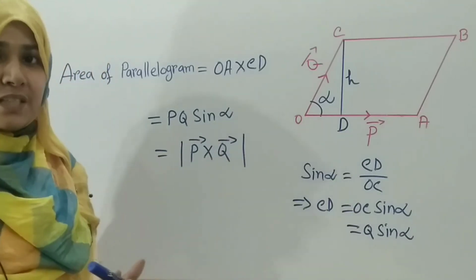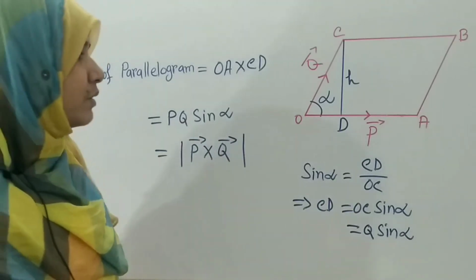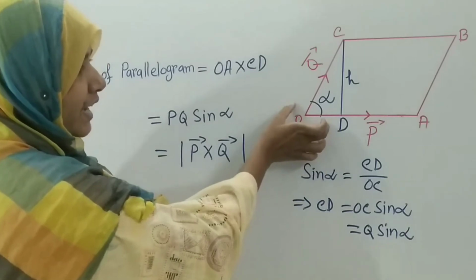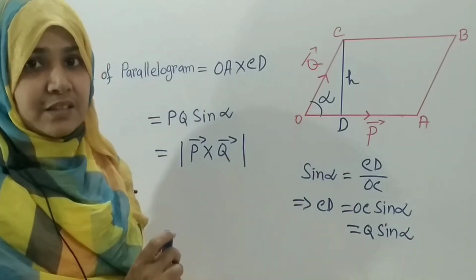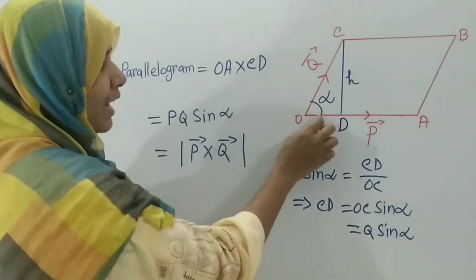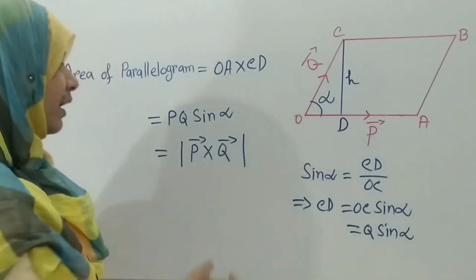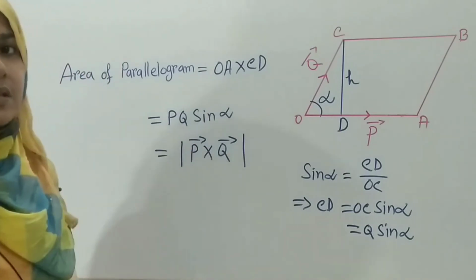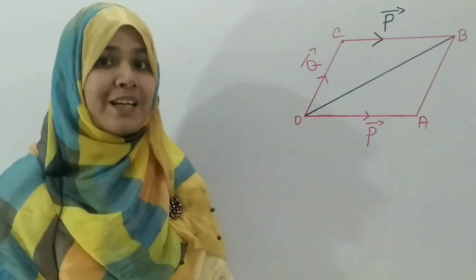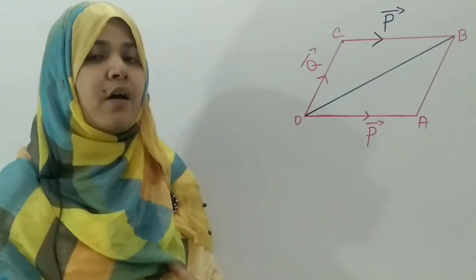So we can say that if two vectors act as the two adjacent sides of a parallelogram by making angle alpha, then the area of that parallelogram will be the modulus of P cross Q. Using this cross product we can easily identify the area of a triangle.